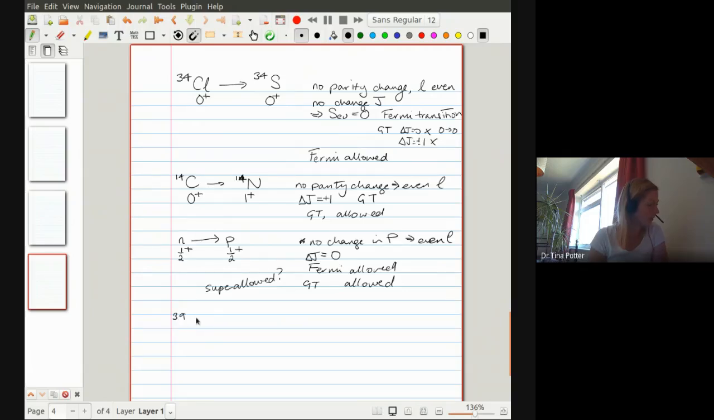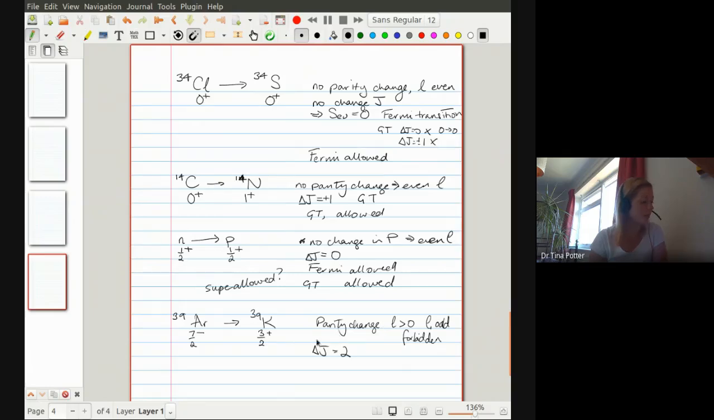I'm next going to have a look at argon-39 going to potassium-39. And this is a spin 7/2 negative parity state going to a spin 3/2 positive parity state. So there's a parity change here. We know it can't be an allowed decay. There's a parity change here. So L is larger than 0, and actually L is odd. So we know it's going to be some forbidden decay. So we're looking at one of the forbiddens. We've got a change in J of 2.